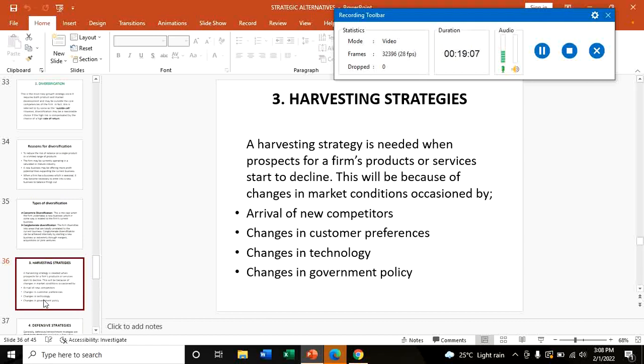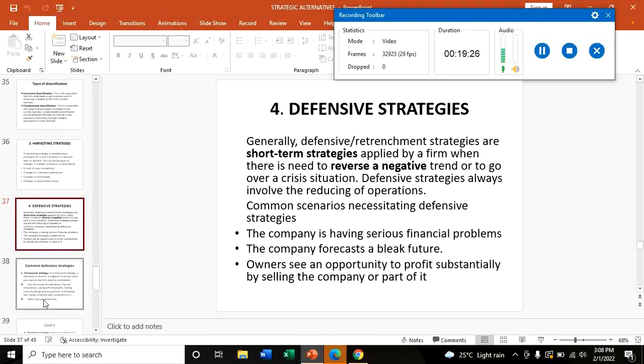Harvesting is like a shakeout. These are the things that cause an organization to harvest. Once you realize that there are new competitors, new technologies, changes in people's tastes and preferences, you need to use a harvesting strategy. Let us go into what we call defensive strategies. Generally, defensives are short term, and we have highlighted that. They are applied when the firm is having negative trends in the situation.